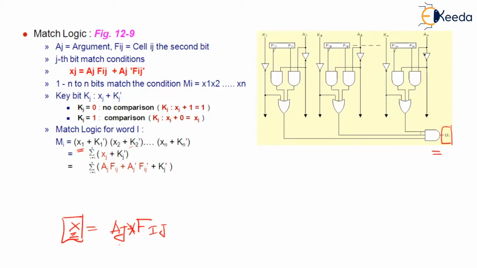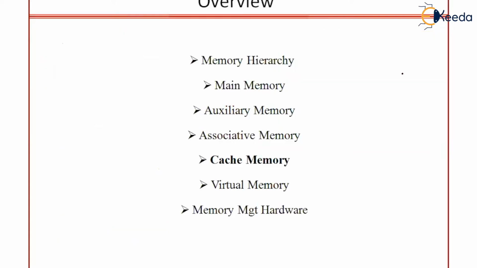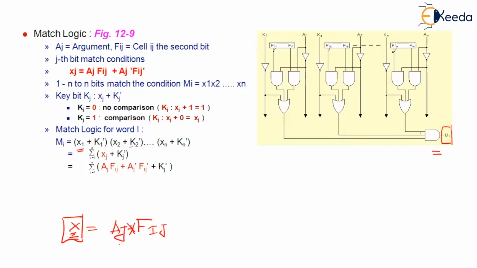Second one is Aj complement and Fij complement. This will satisfy the first OR gate, and each and every OR gate is built from the same thing: Aj Fij, Aj complement, Fij complement. This Fij is connected to a NOT gate here. It is not shown, but Fij is connected to a NOT gate.